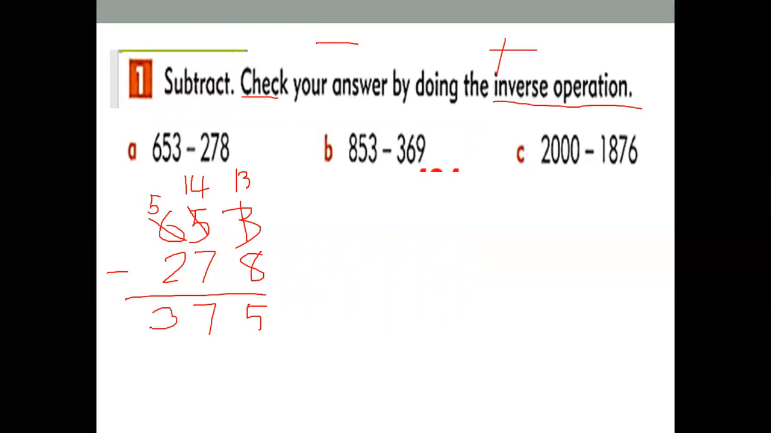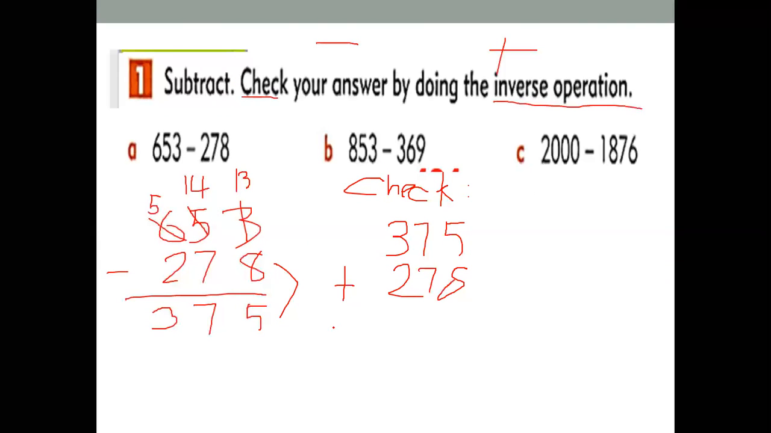Now, how we are going to do the inverse operation? So let's check now. How do we check whether our answer is correct? So let's add these two. So this is our answer, 375. Now this time is plus because the inverse of subtraction is addition. So 365 plus 278.